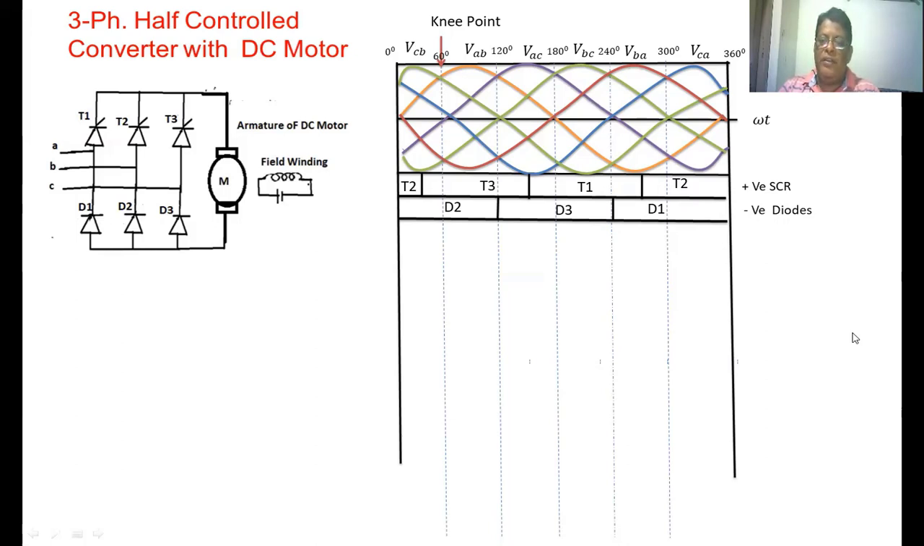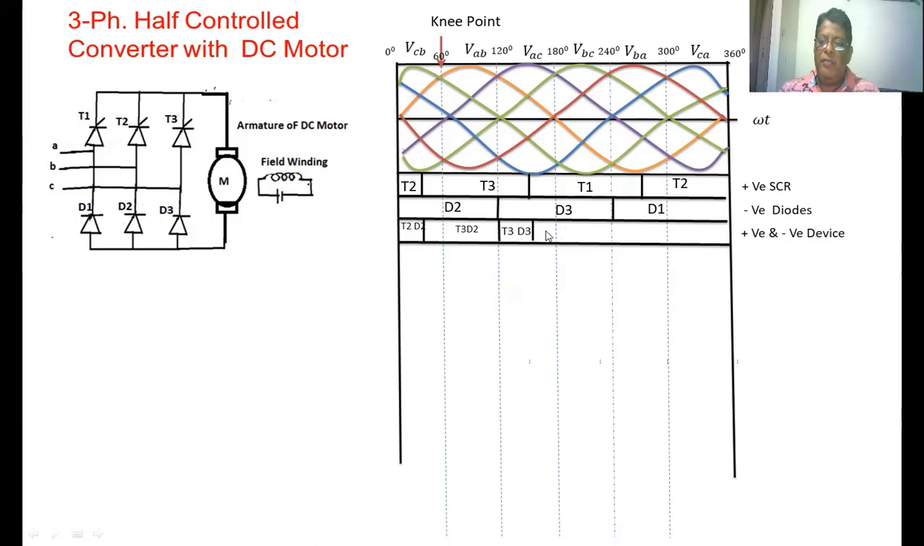Now we are going to identify the two devices, because one device from the upper group has to conduct and one more device from the lower group has to conduct. Then only there is a closed path between the load and the source, and power passes from the source to the load. So 0 to 30 degrees, T1 D2 is conducting. Next, T3 D2 is conducting. Next, in this interval, T3 D3 is conducting.